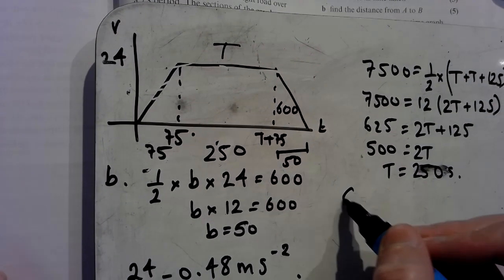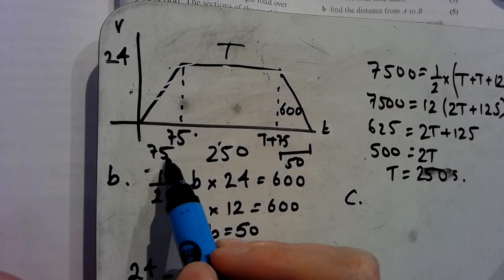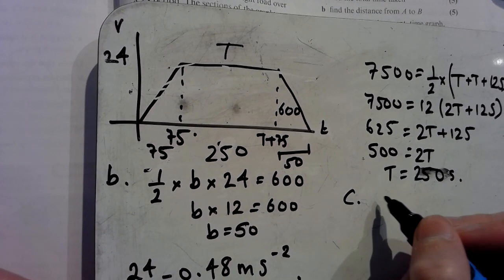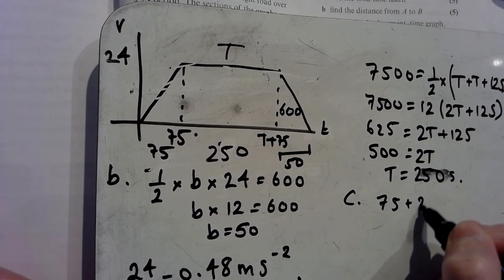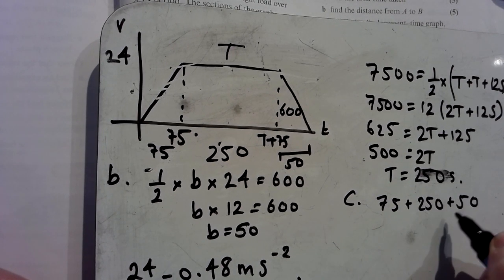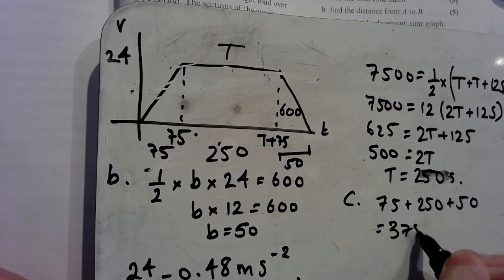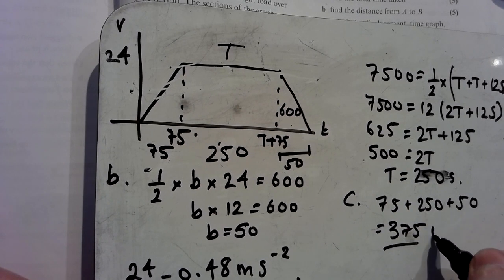And then total time for the whole journey is going to be 75 plus 250 plus 50. So that's 375. And it was time, so seconds.